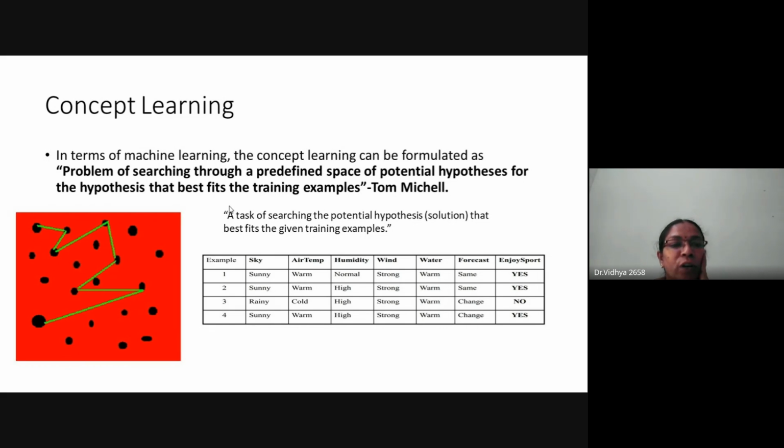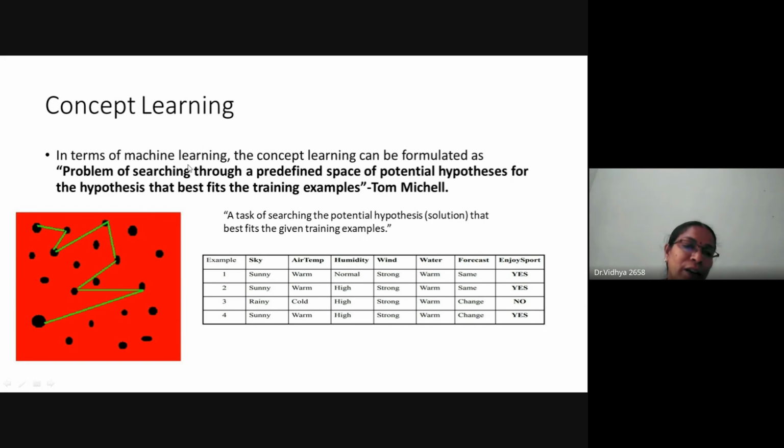Just look at the definition for concept learning. In terms of machine learning, concept learning is basically a problem of searching, that means searching for the solution to the problem. It is the problem of searching through a predefined space of potential hypotheses for the hypothesis that best fits the training examples. Here you can see terminologies like hypothesis and potential hypothesis. The meaning here is that potential hypothesis means suitable solutions.